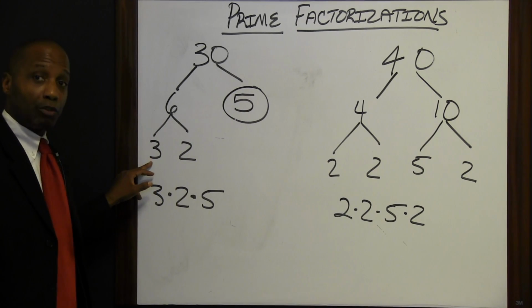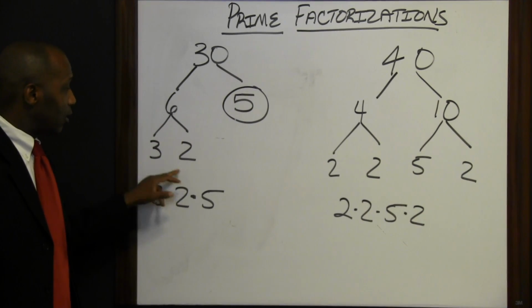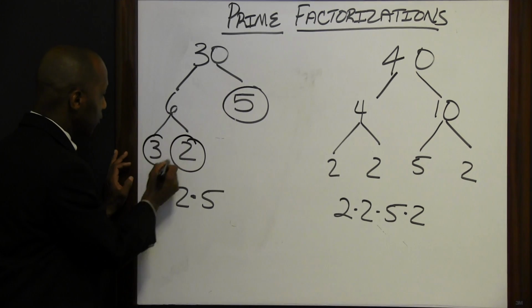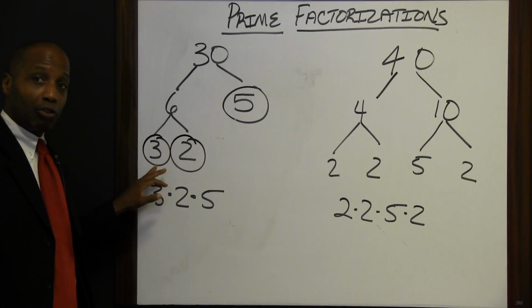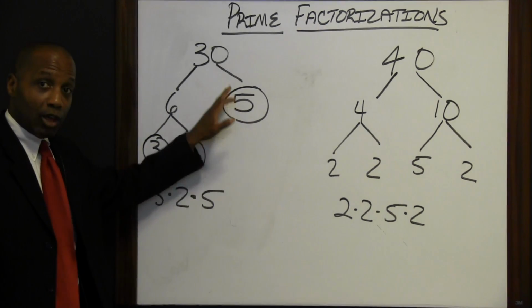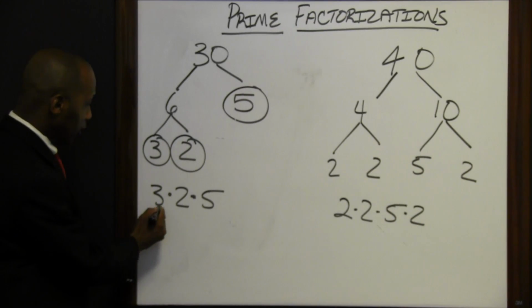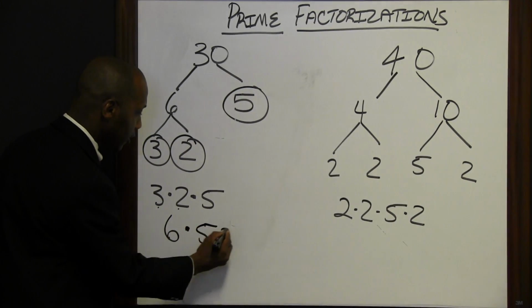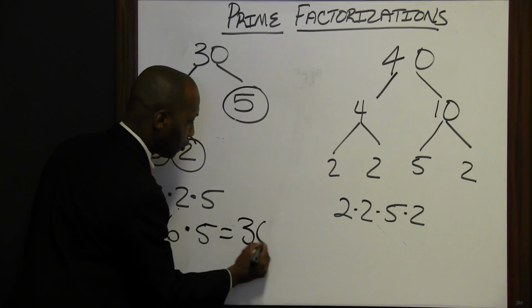You also have 3 and 2. 3 is a prime number and 2 is a prime number. So when you multiply 3 times 2 times 5, you come up with 30. 3 times 2 is 6, times 5 equals 30.